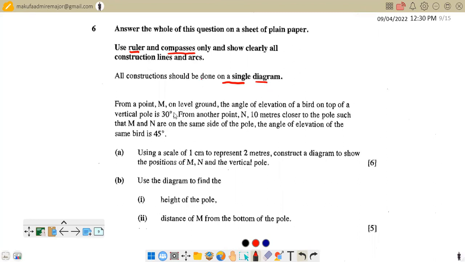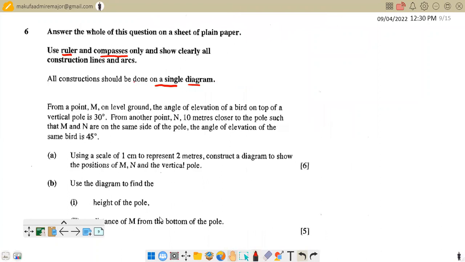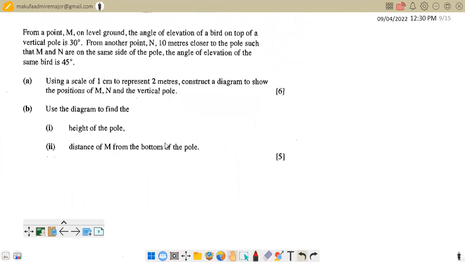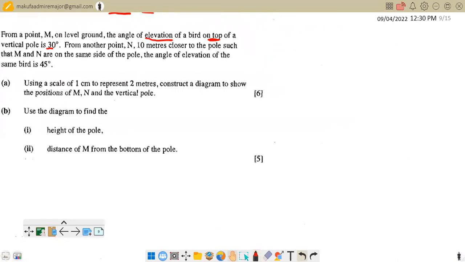Construction, as I told you, the first thing that you're supposed to do is to make a sketch. In this case, we're given that there's a point M. Let me adjust this side so that I can make a sketch here. This is what we are given: from M, which is on level ground, the angle of elevation of a bird on top of a vertical pole is 30 degrees. So there is a point M that we are given. Let's say our point is somewhere here. That's our M.